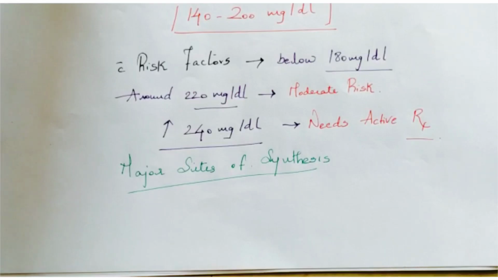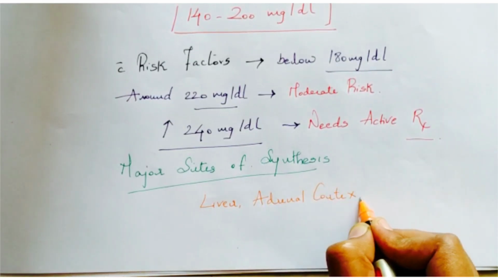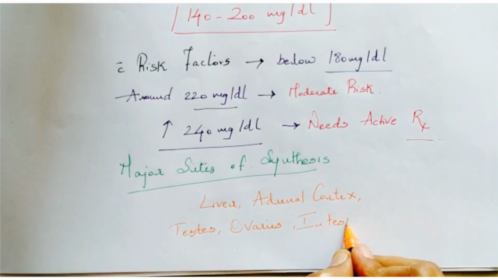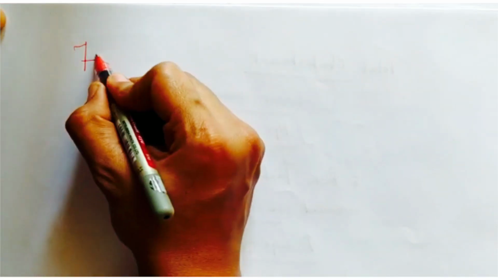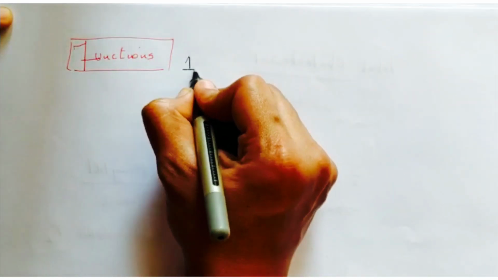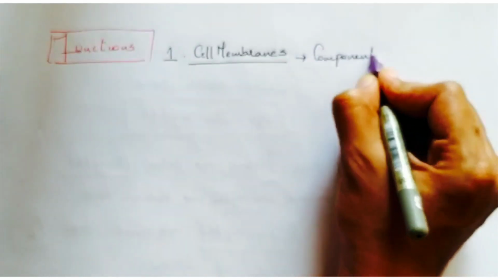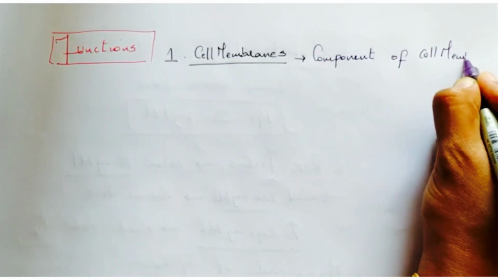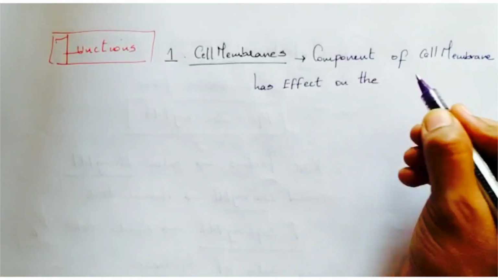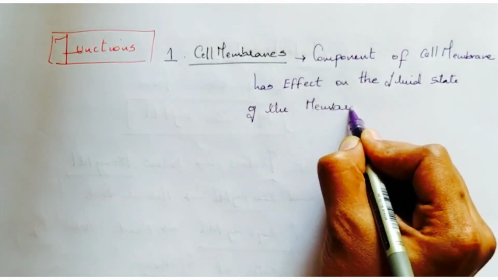So what are the major sites of synthesis of cholesterol? It is synthesized in liver, adrenal cortex, testis, ovary and intestine. And the functions are: in cell membrane, cholesterol is a component of the cell membrane and it has an effect on the fluid state of the membrane. It maintains the fluid state of the cell membranes.